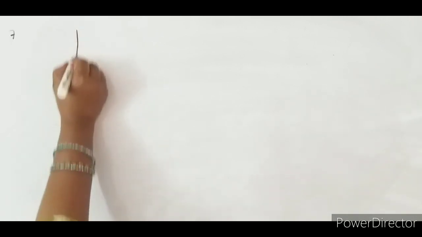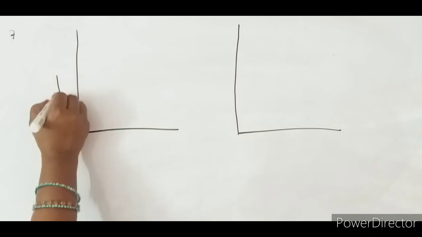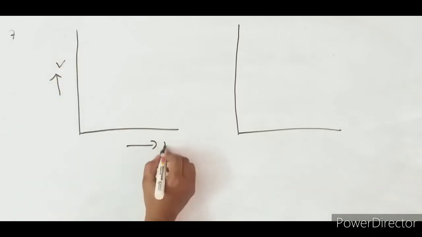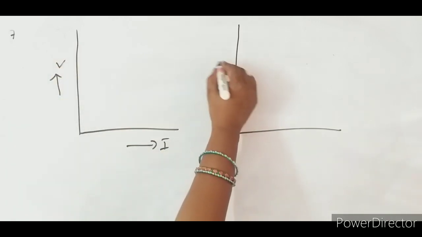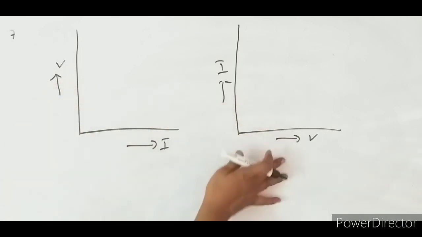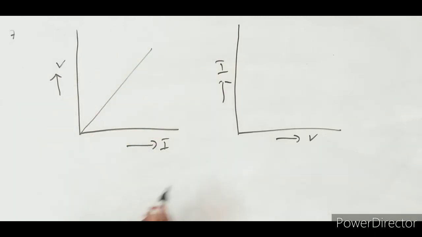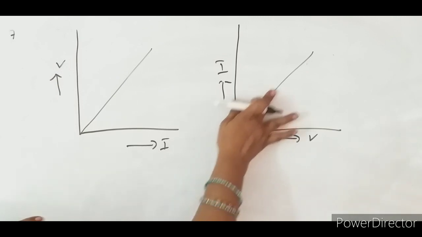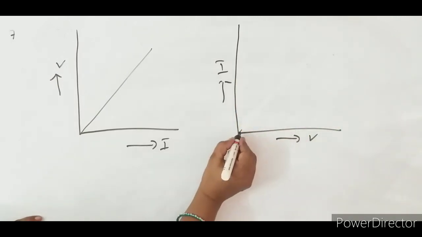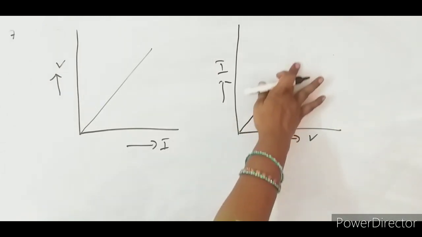Here, let me take two graphs. This is the same thing only. Here I have taken V and this one will be I. Now I am taking I here and V there. The physical quantities are the same, just interchanged. Because I am considering Ohm's law, see children, this one will be a straight line only.